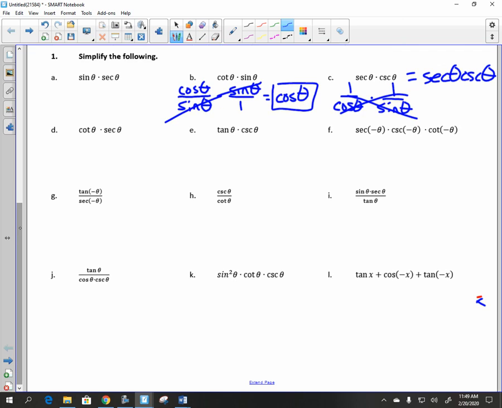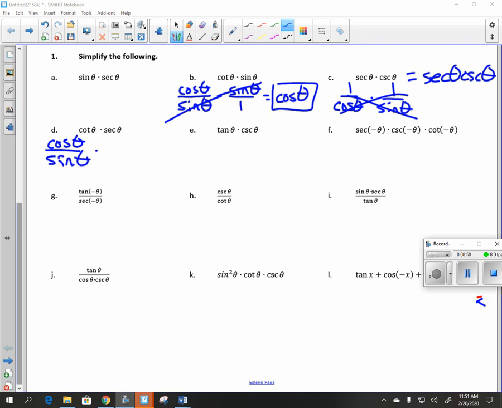I want you to try D and E on your own. Ready? Go. Okay, let's check it out. Cotangent is cosine of theta over sine of theta times 1 over cosine of theta. Cosines cancel, and when the cosines cancel, what are you left with? 1 over sine. And what is 1 over sine? Cosecant of theta.